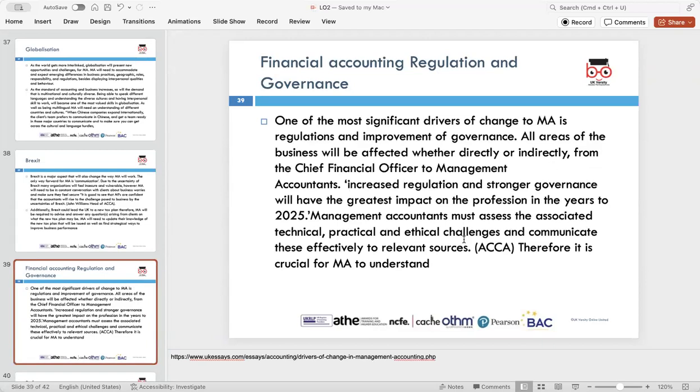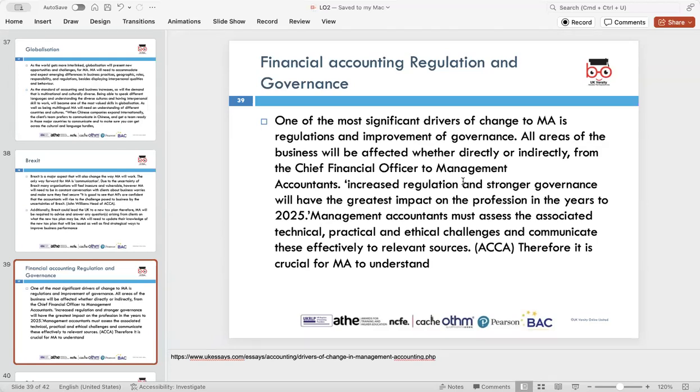Financial accounting regulations, governance regulations and the enhancement of governance rank among the most major drivers of change in management accounting. So the company will see repercussions in every phase of its operations, whether direct or indirect, including communications between the chief financial officer and their managements. For those who audit over the next few years, the most significant influence on the profession will come from increasing regulations and strengthened governance.